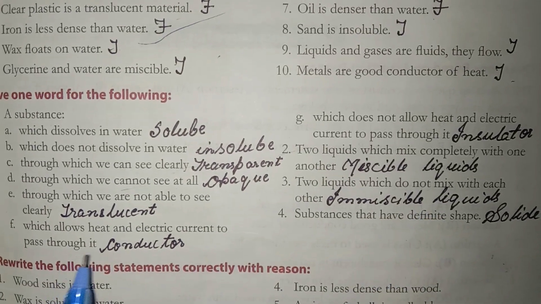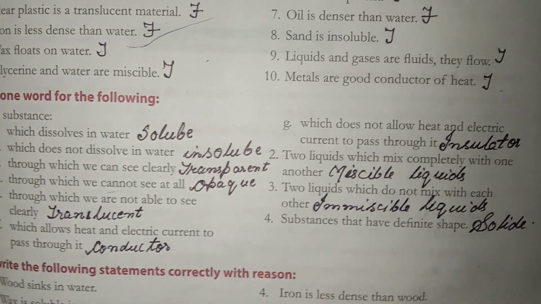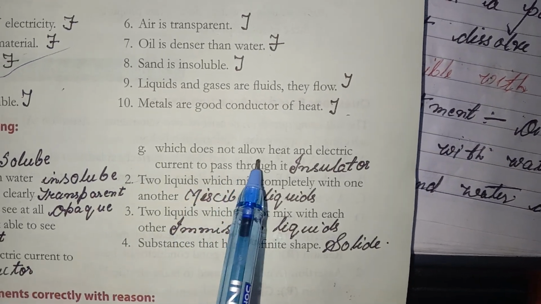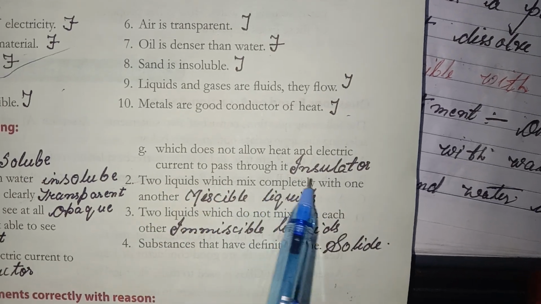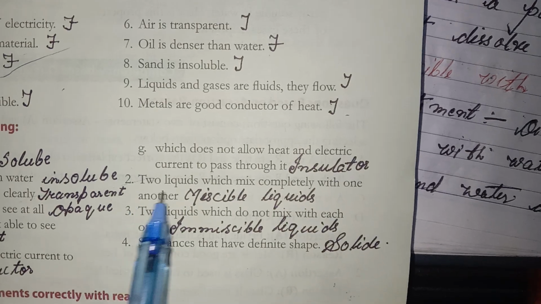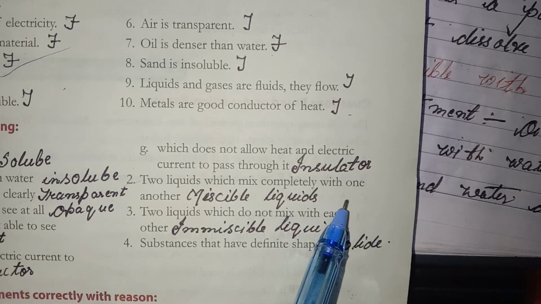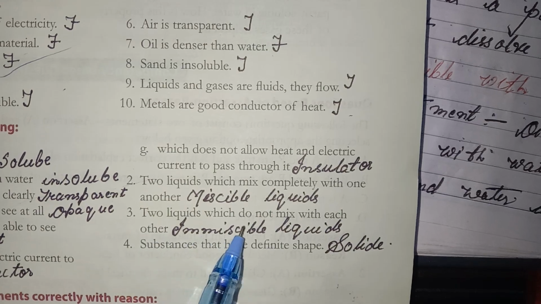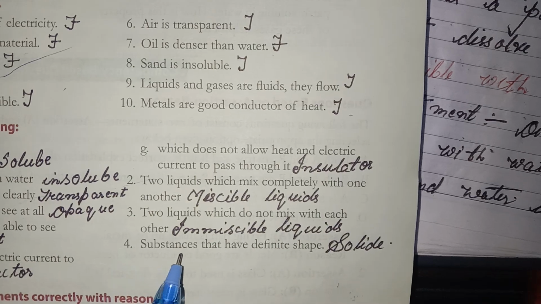F, which allows heat and electric current to pass through it: conductor. G, which does not allow heat and electric current to pass through it: insulator. Two, liquids which mix completely with one another: miscible liquids. Three, two liquids which do not mix with each other: immiscible liquids. Four, substances that have definite shape: solid.